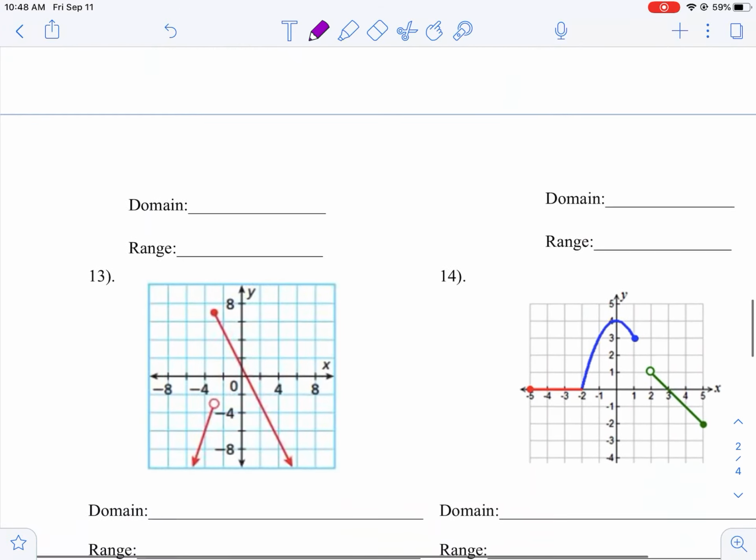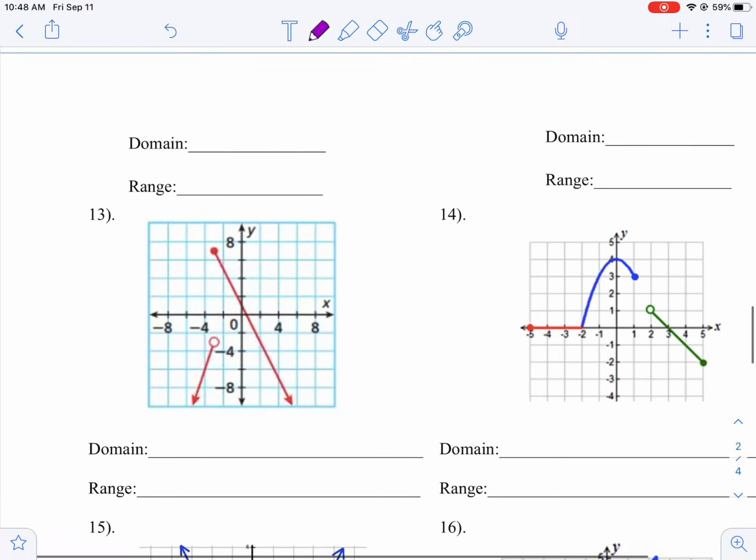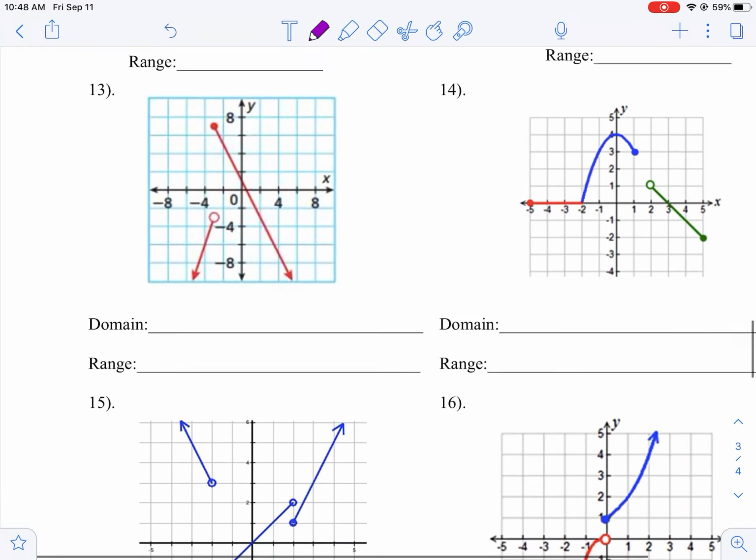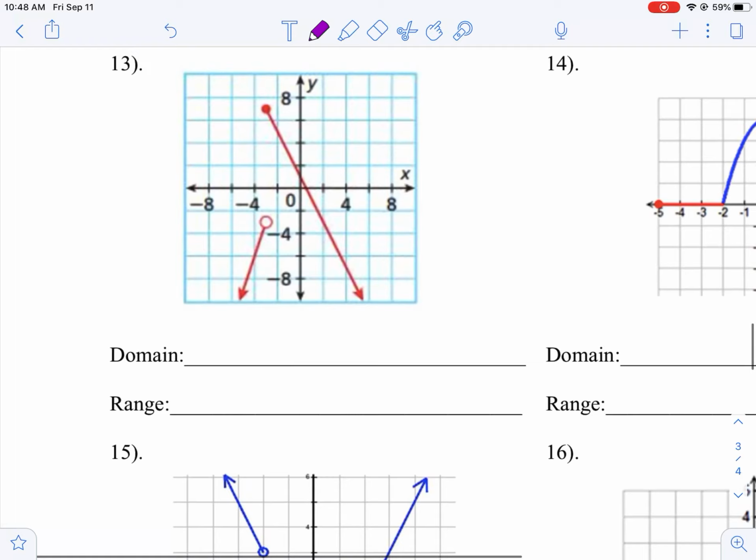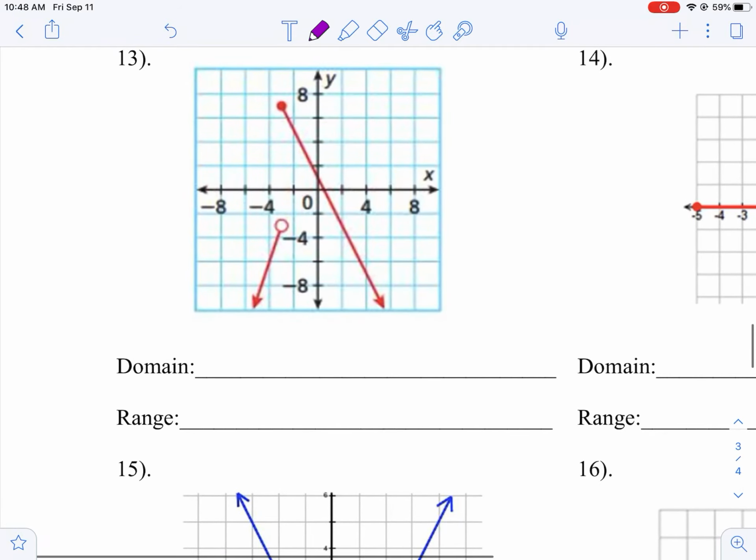Now let's start looking at some piecewise function. Oh, there was my domain and range part. So here, as we're looking at piecewise functions, the reason it's a piecewise is because there's multiple different equations within here that are making up this graph. So I've got like this part here and this part here.